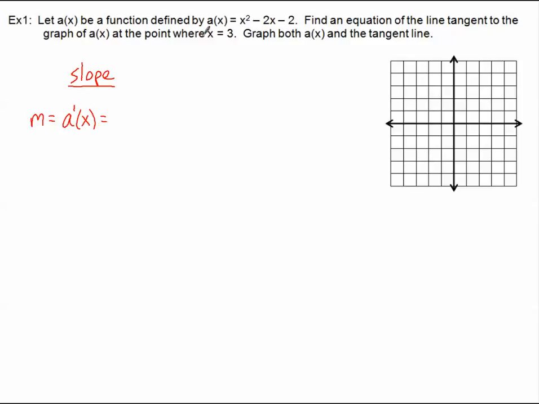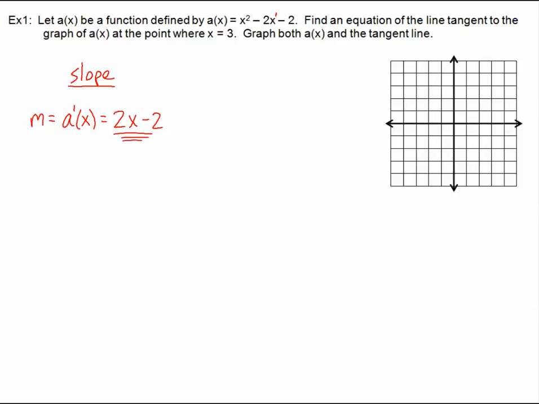Nowhere in my directions does it say anything about using the formal definition, so I'm not going to have to do all that work. I can use my power rule. I take the terms of a of x and I do my little power rule. 2 times 1 becomes 2, x squared turns into x, and then 1 times negative 2 turns into negative 2, and x to the first turns into x to the 0.